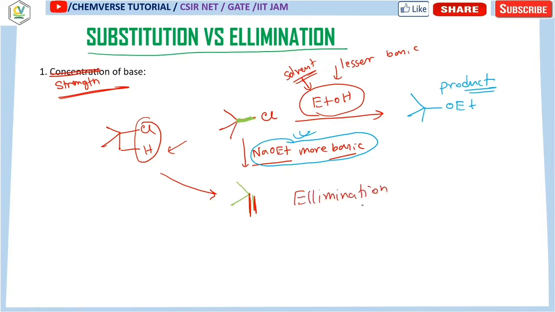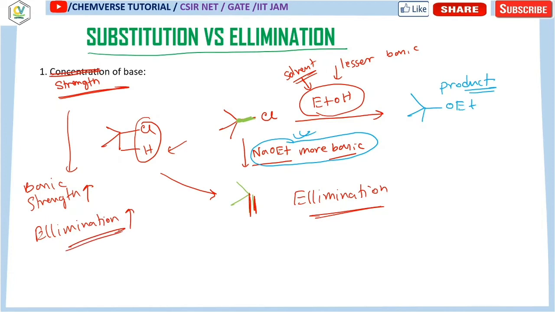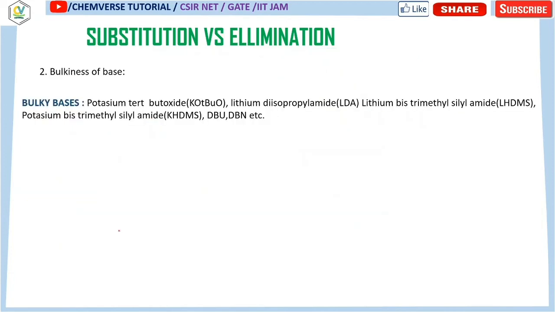From this observation, what I can say is that if the basic strength increases, the probability of elimination reaction increases. So elimination reaction probability increases. This is the first point. The second point is the bulkiness of the base. Here also we will discuss with a common substrate like this.